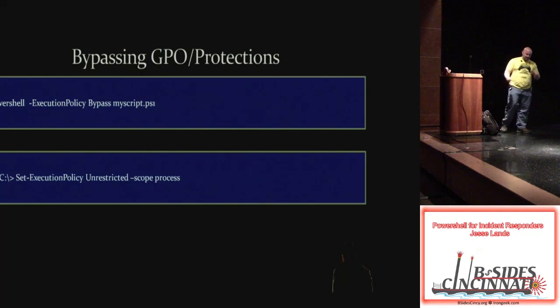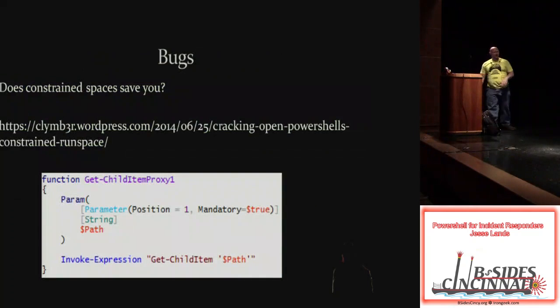So there are some different exploits that have been talked about, and one of them is: do constrained spaces save you? I put a bunch of links in here, and I'll share these slides afterwards. I was a bad boy when I was getting my slides ready. I didn't actually give them to anybody beforehand.